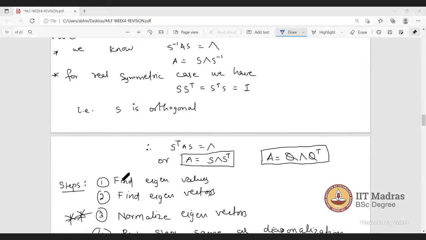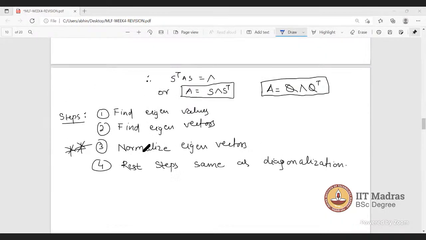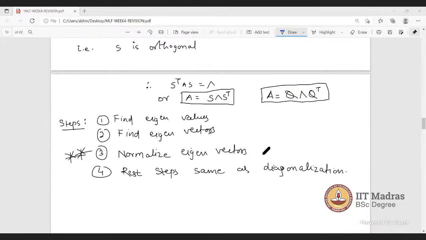What are the steps involved? Again, the steps are to find the eigenvalues, then find the corresponding eigenvectors. The additional step that you have to do is to normalize the eigenvectors. Why do you normalize?